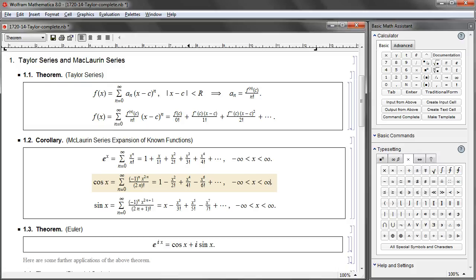Same thing goes for sine function. And the detail is left to the student. It's tedious, not difficult. But remember the end result. Cosine function has alternating signs and all the even powers and even factorials. Sine functions have alternating sign, plus minus, plus minus, plus minus, and all the odd powers and odd factorials.